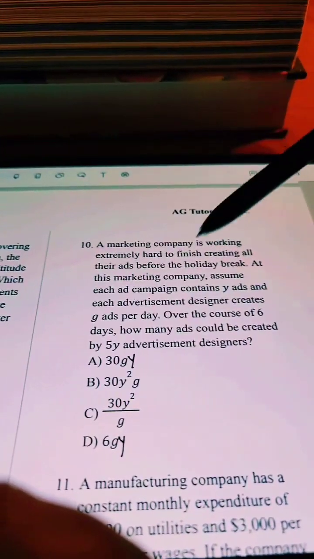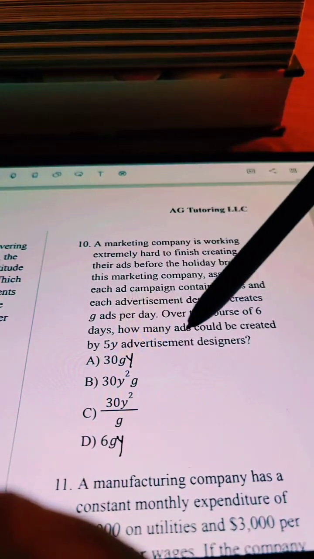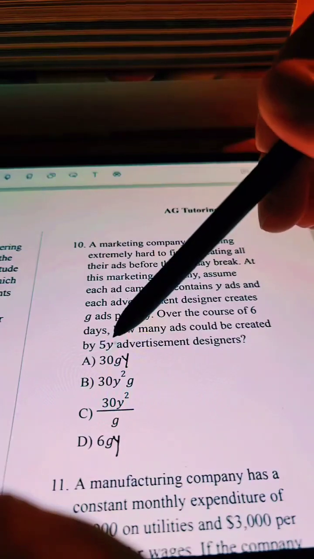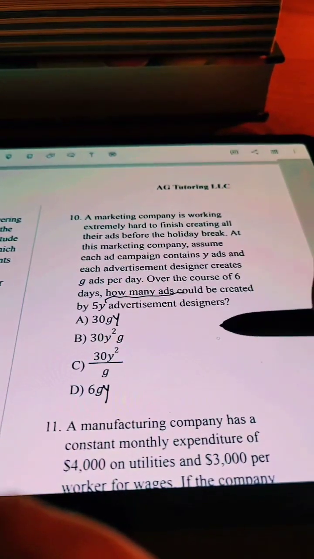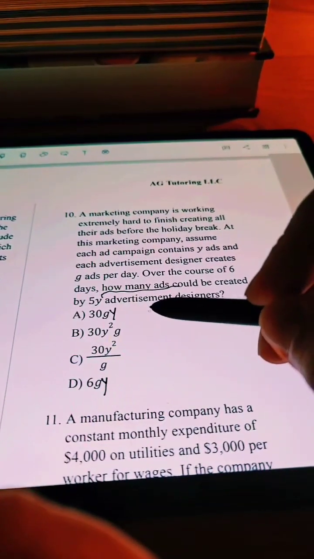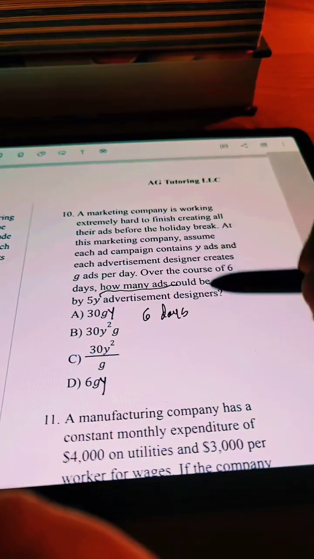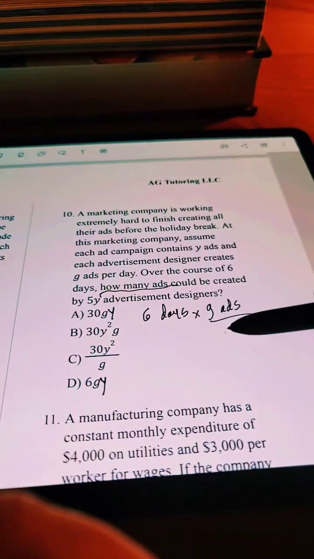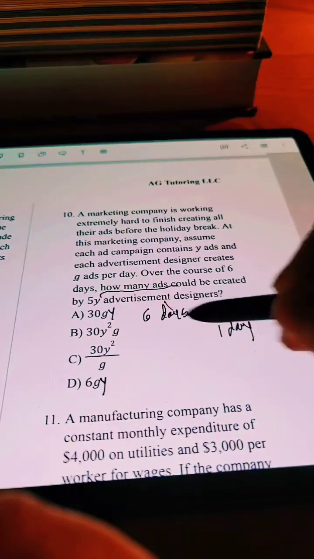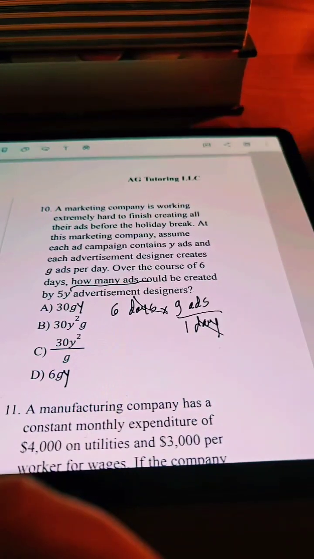Okay, so now knowing that, over the course of 6 days, how many ads could be created by 5Y advertisement designers? So we're trying to find how many ads by the 5Y advertisement designers. So this is going to be happening over the course of 6 days. So you have the 6 days, and they're making G ads per every 1 day, right? So then those will cancel out. And this is all happening in reference to one ad designer.